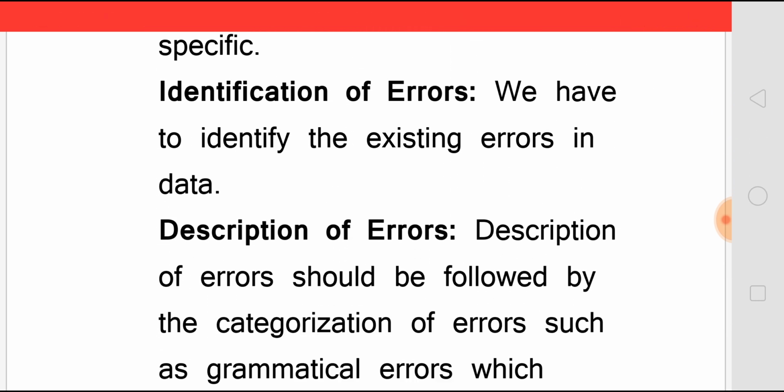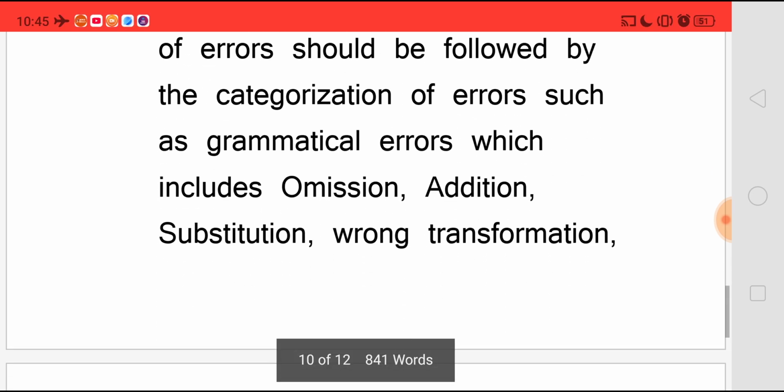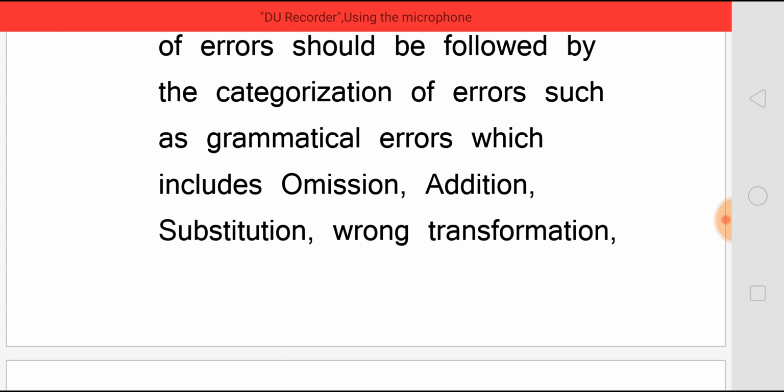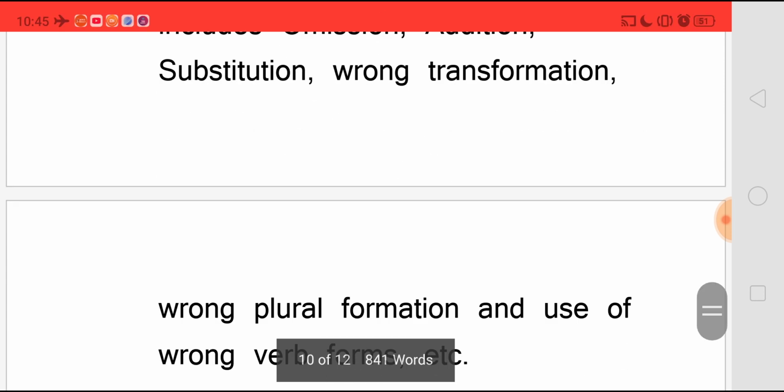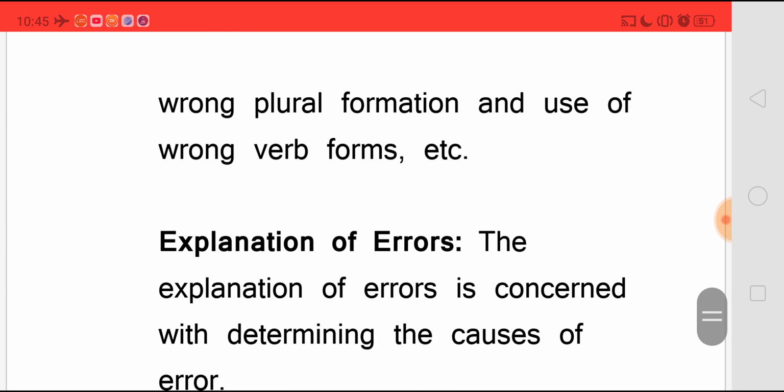And then comes identification of errors. We have to identify the existing errors in the data. Description of the errors should be followed by the categorization of errors such as grammatical errors, which include omission, addition, substitution, wrong transformation, wrong plural formation, and use of wrong verb forms, etc.